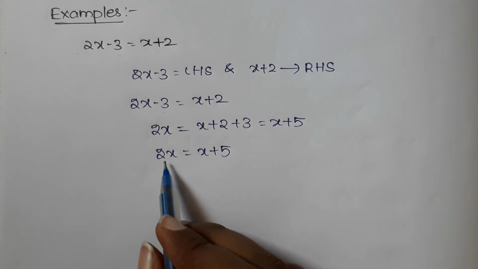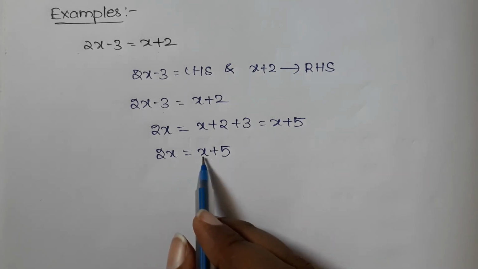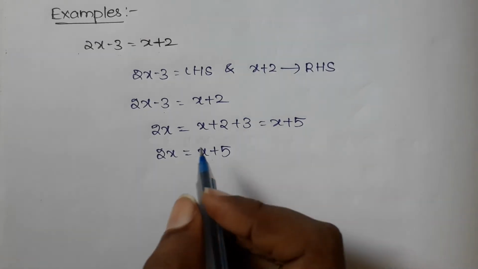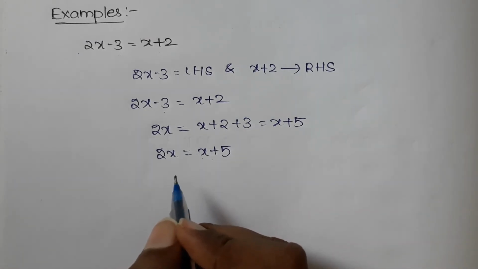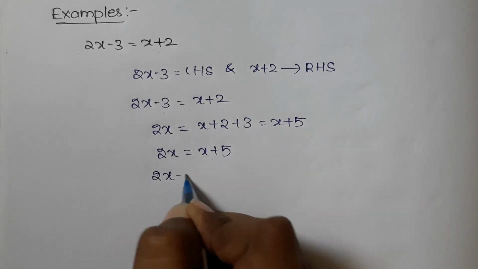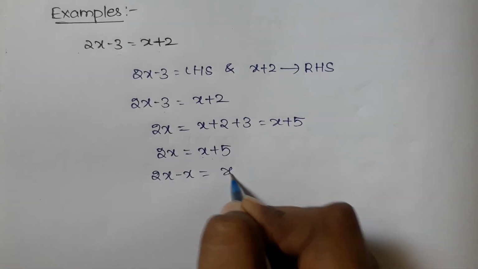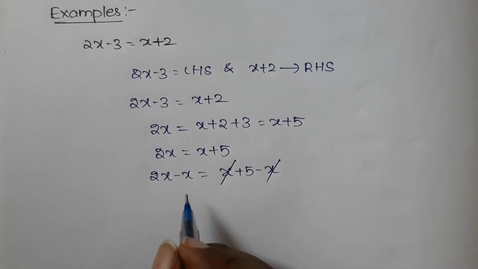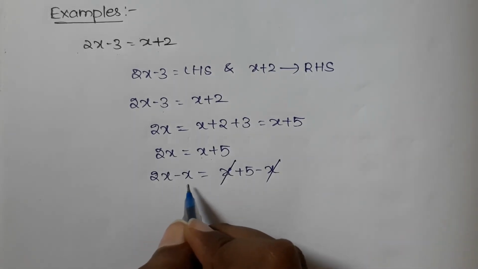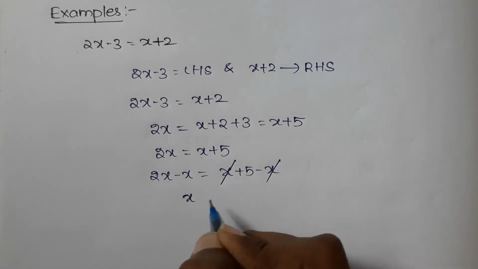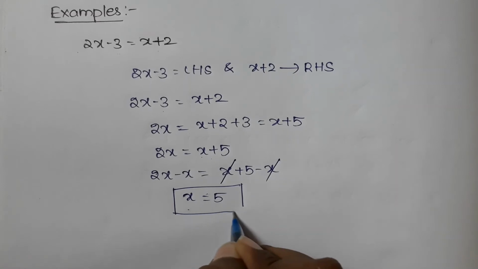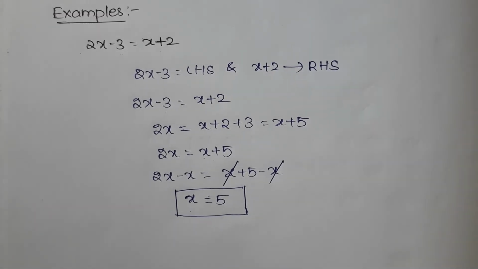Now here the x should be subtracted from the RHS. In order to do that we subtract x from both LHS and RHS, that is 2x minus x equals x plus 5 minus x. This x and this x cancel. 2x minus x equals x, that equals 5, and x equals 5 is the solution of the equation.